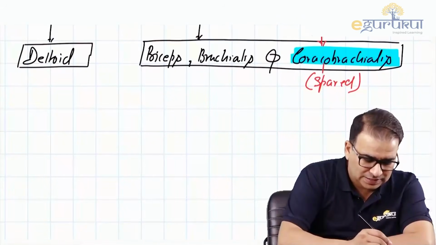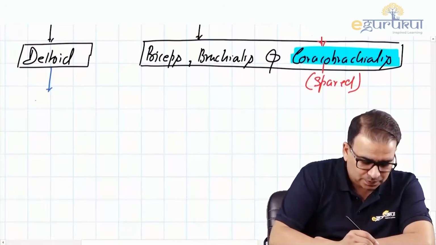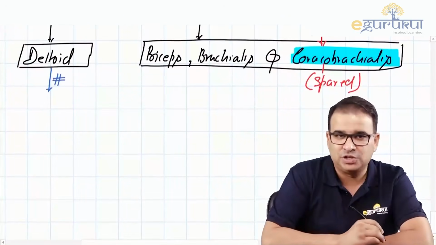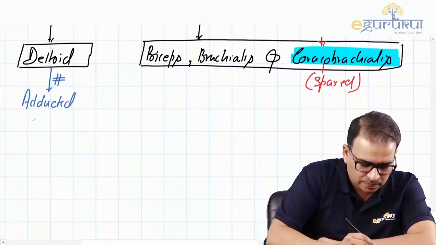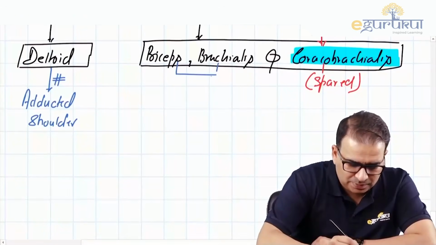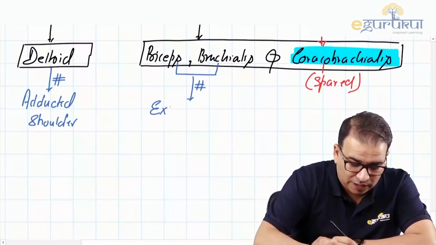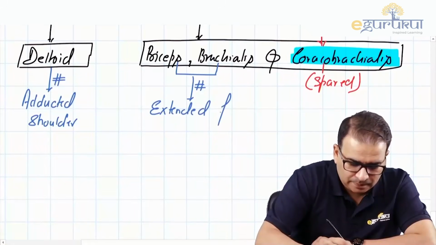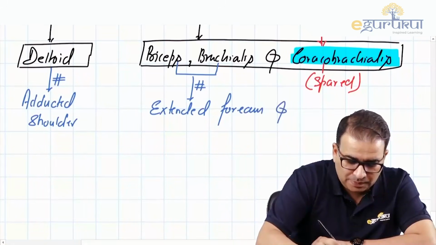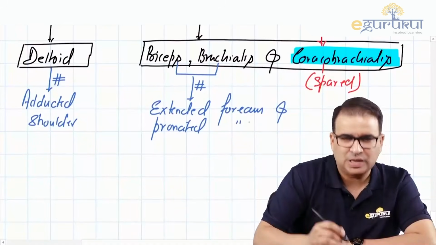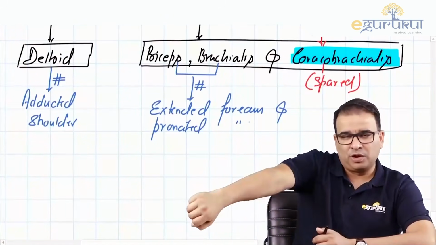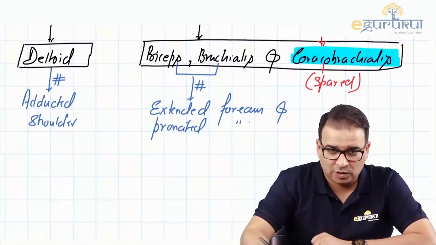Let me write that for you. What I'm saying is that deltoid muscle involvement, that means deltoid is gone. Let me just use this sign for the injury. If deltoid muscle is involved, we have adducted shoulder now. Adducted shoulder. And because of this biceps and brachialis injury, there will be extended forearm, and pronated forearm also. Extended and pronated forearm, because bicep is a strong supinator also.